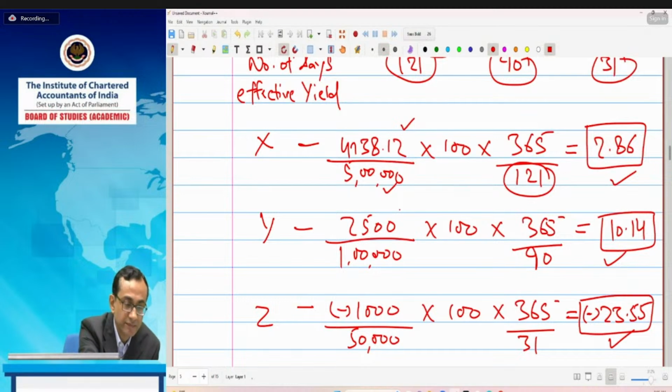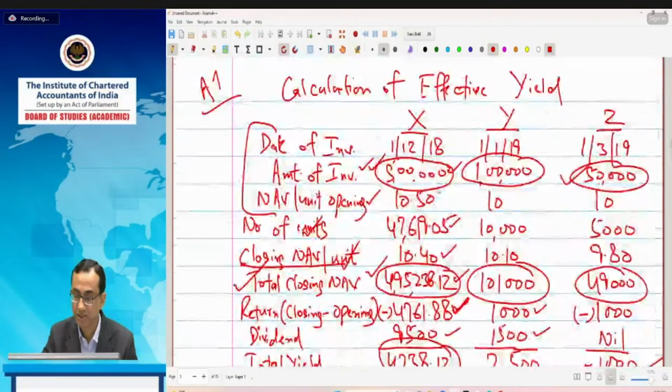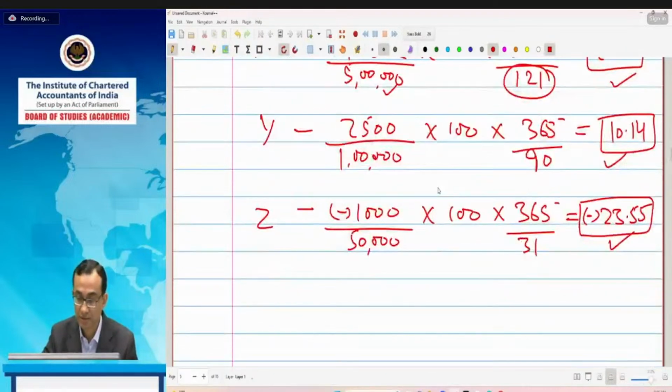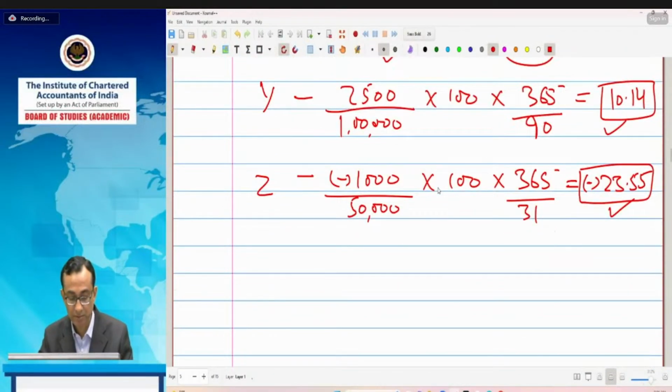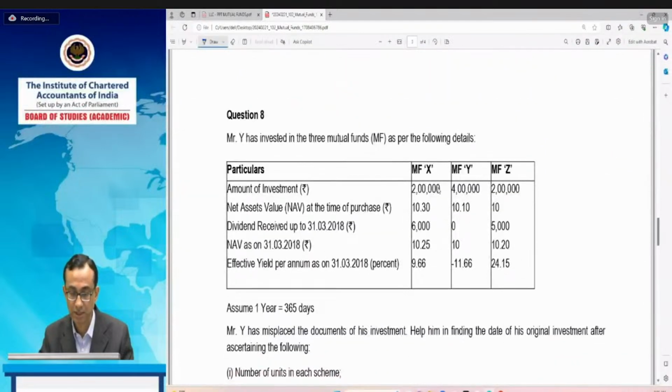It means a negative effective yield means the return is on the negative side. Okay. So scheme Z is not generating any return by investing in it. It is generating a negative return. Okay. Now come to question number 8.